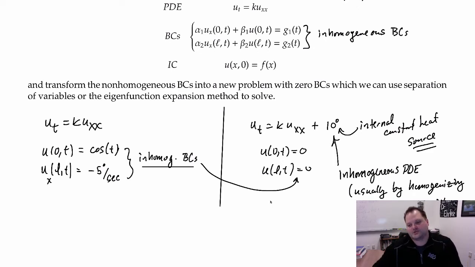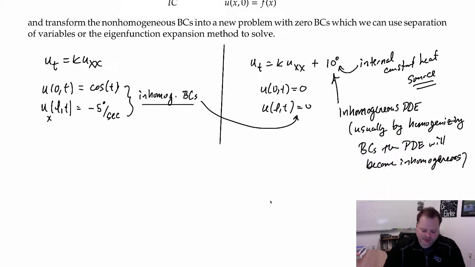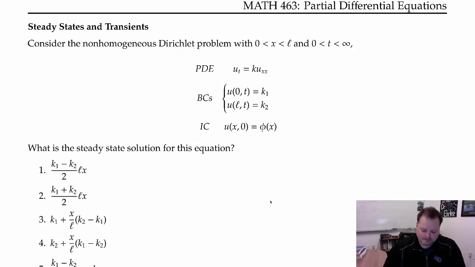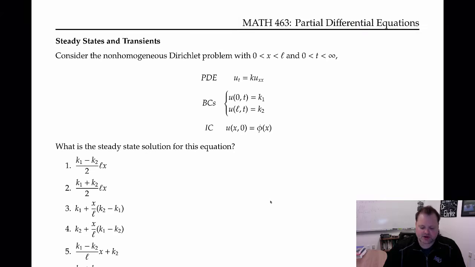But then in Friday's lecture, we're going to learn how to solve the problem that shows up on the right. So how do we homogenize boundary conditions is today's topic. And then once we homogenize boundary conditions, how do we then solve the inhomogeneous PDE that results? Okay. Let's just look at a simple example to get us started.